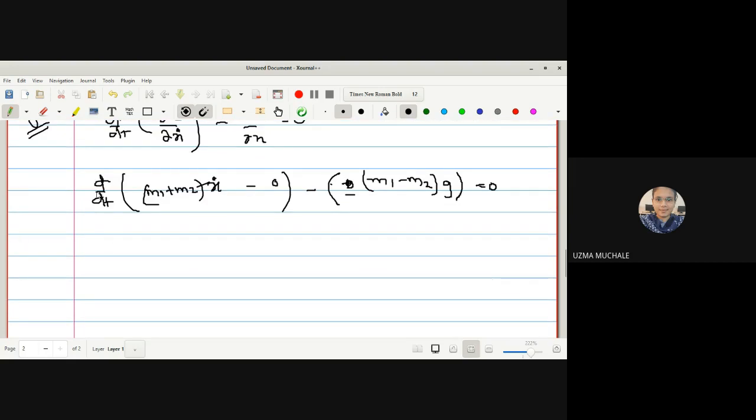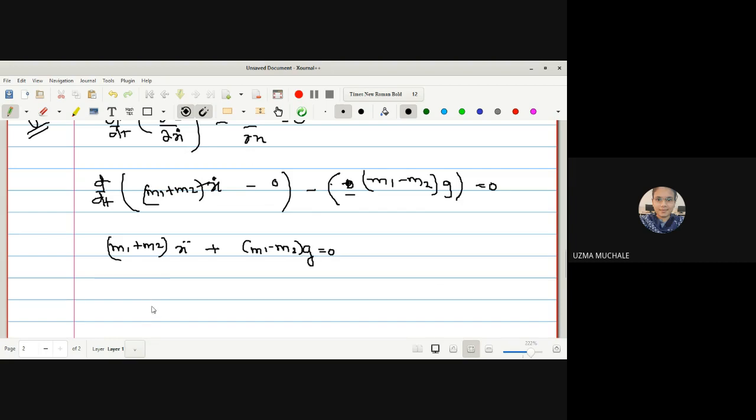Correct. Now we have to find out what is the resultant of these equations after the derivative. Here the dot represents the derivative with respect to t. So I can write this term as m1 plus m2 outside, and this is x double dot, minus minus becomes plus, and here we have m1 minus m2 g. It is equal to 0.